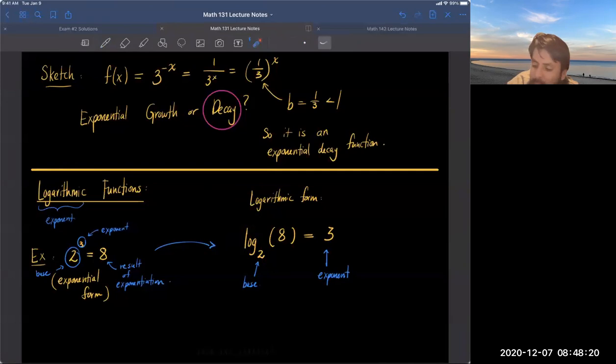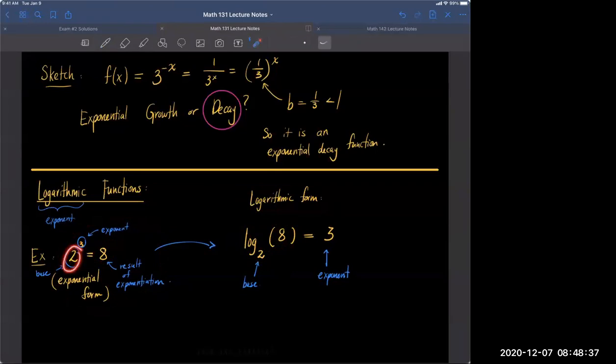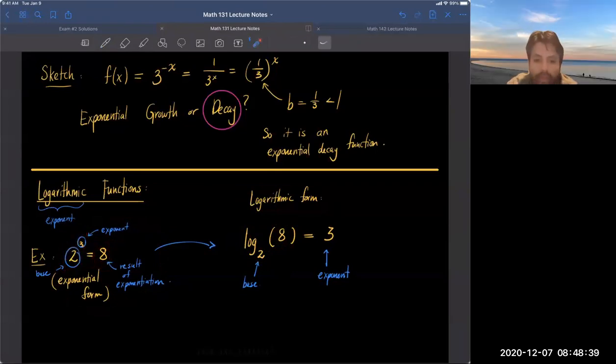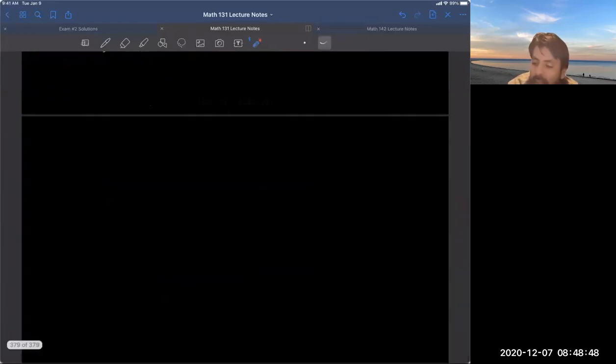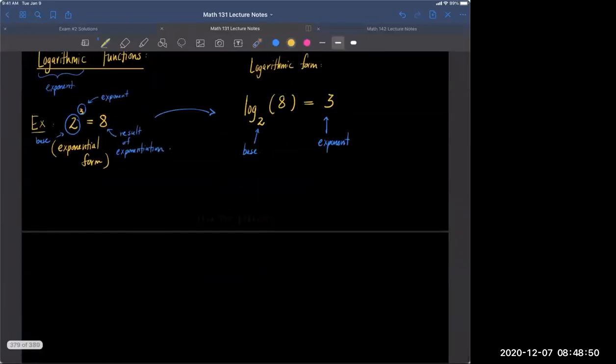In exponential world, 2 to the third power equals 8. We're saying, what is the exponent for the base 2 to give me 8? Well, 3. We just said it. 2 to the third power is 8. Hence, log base 2 of 8 is equal to 3. Do you see that connection? It's just another way to express it.